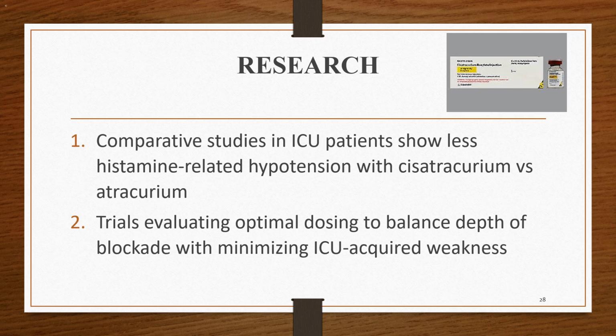2. Trials evaluating optimal dosing. Trials focus on balancing the depth of neuromuscular blockade with minimizing ICU-acquired weakness. Key points include dosing and duration. Cisatracurium has a longer duration of action, about 47 minutes in children, compared to Atracurium, about 28 minutes. Minimizing ICU-acquired weakness: using neuromuscular monitoring helps titrate doses accurately to prevent prolonged blockade and potential weakness.